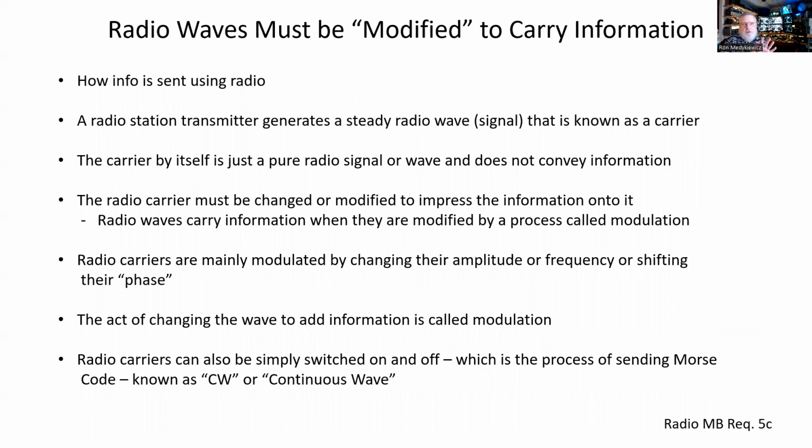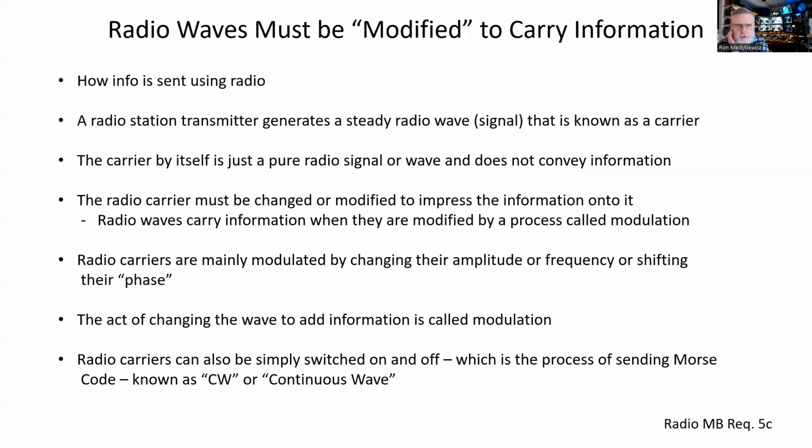The station transmitter generates a steady radio wave that's called the carrier. Carrier by itself is just a constant amplitude signal, it doesn't change. It doesn't convey any information. So what we need to do is we need to either turn the carrier on and off in a coded way, or we need to change the amplitude of the carrier, or we need to change its frequency. And by doing that, we can put our information onto the radio carrier.